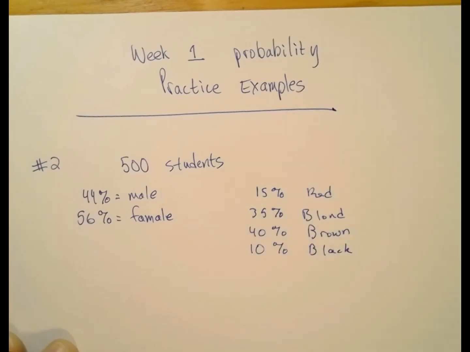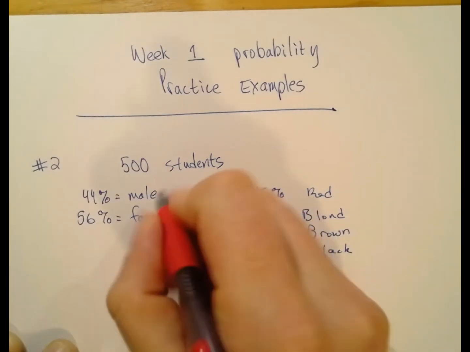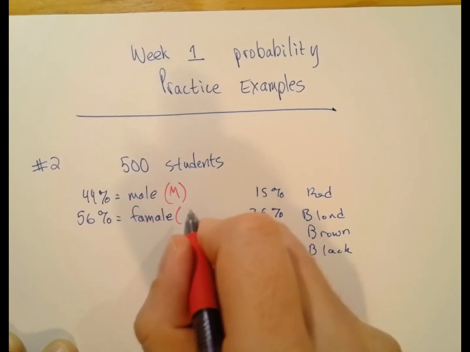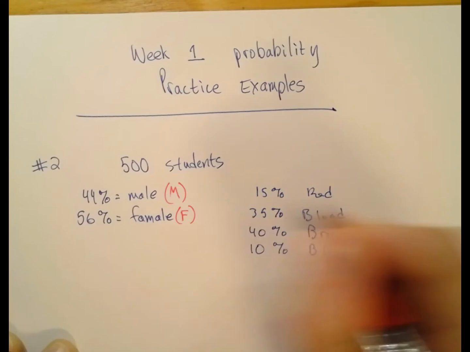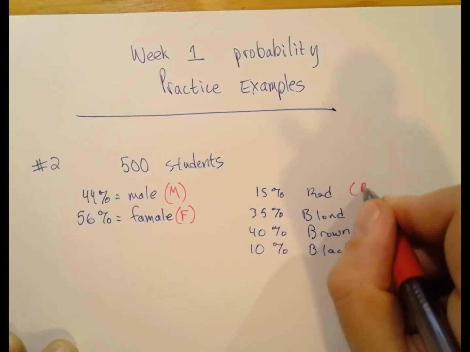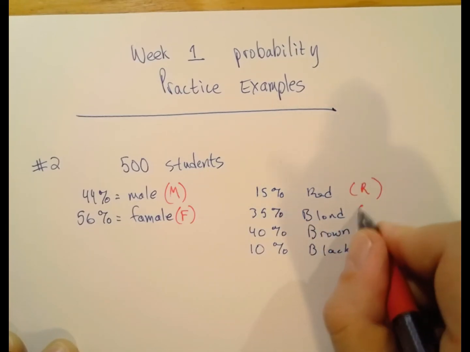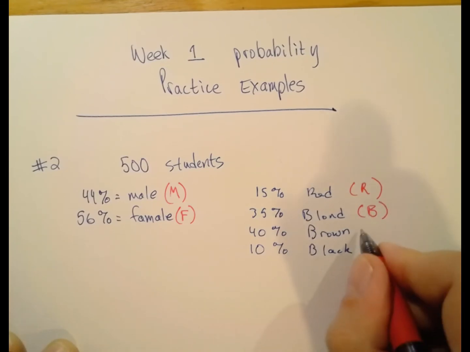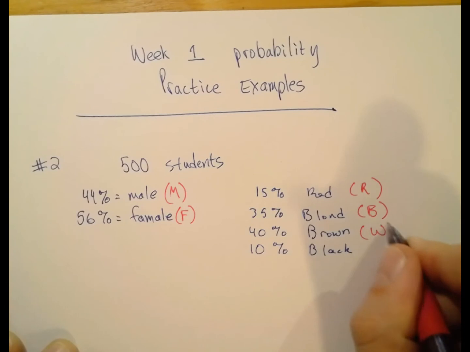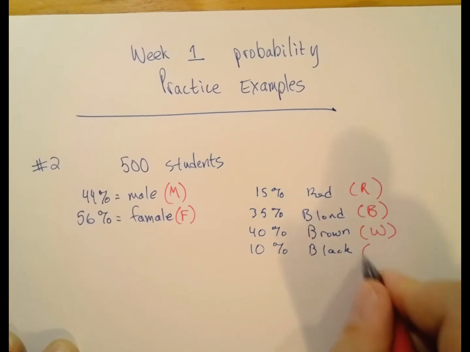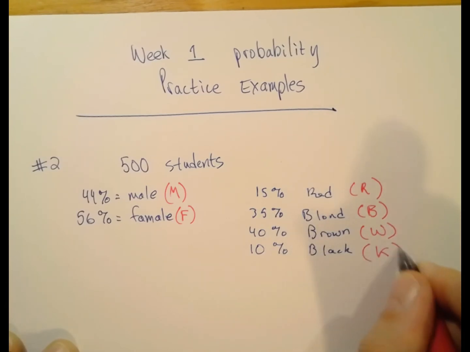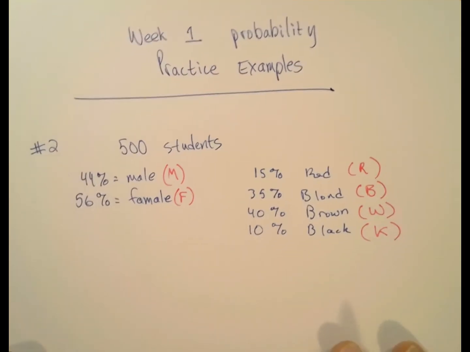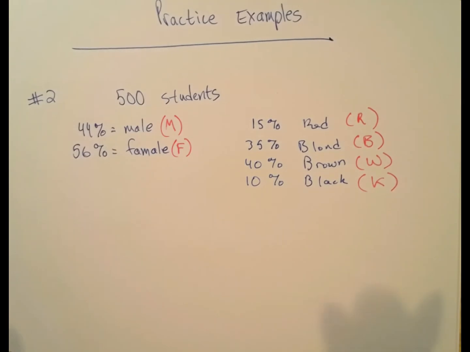And I've even given event names. This is event M, this is event F. Red hair was event R. Blonde hair is event B. Brown hair, because I already used B, we'll use W, just a letter of brown. And black, we already used B, so we'll just use K for the letter at the end of black. All right, so this is basically the given information.